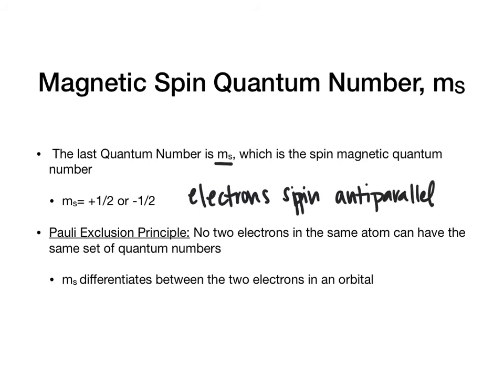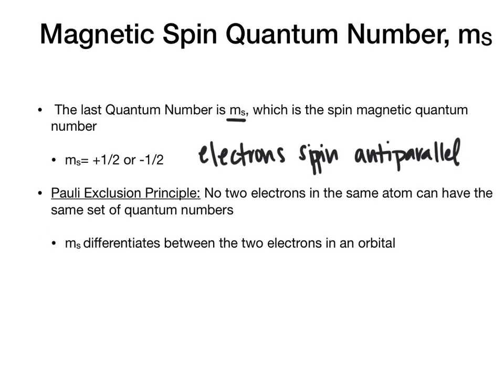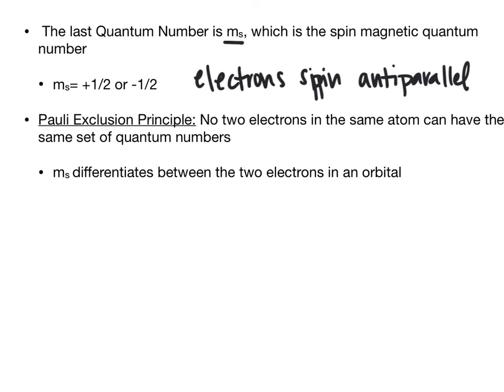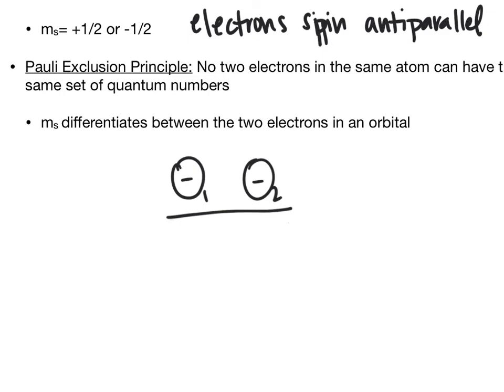And so in this case, what we're going to see is that you have a positive spin and a negative spin. The Pauli exclusion principle states that no two electrons in the same atom can have the same set of quantum numbers, and m sub s differentiates between these two electrons. So if we go back to our graphic before, this one would have a +1/2 spin and this one will have a -1/2 spin.